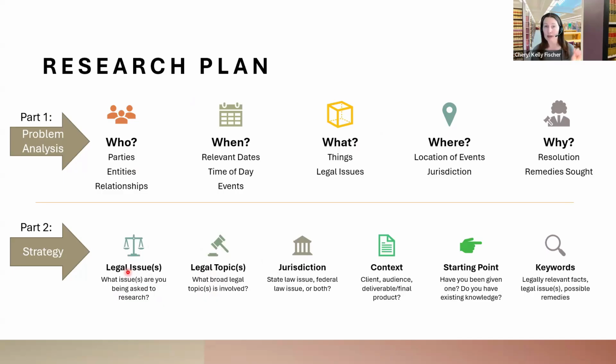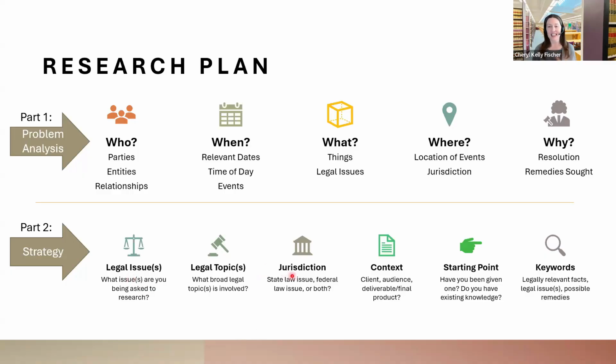Feel free to grab this directly from the assignment. It'll say, your task is to research the following. Whatever follows that, just grab it and plop it down as your legal issue. And then don't forget to refer back to it. Don't just put it in that box and forget about it while you do your research. It's there so that you stay on track as you do your research.